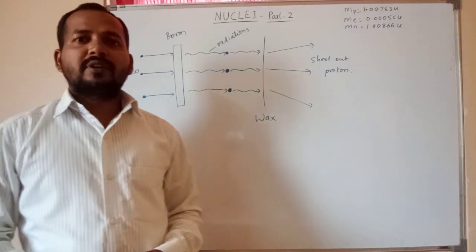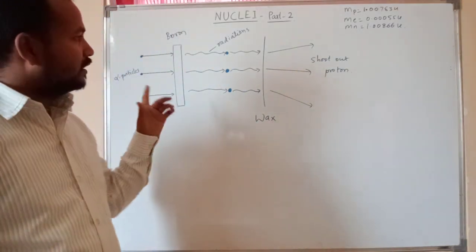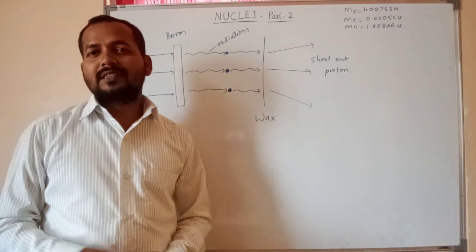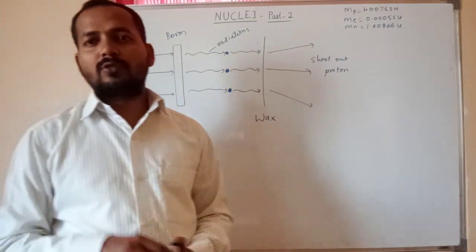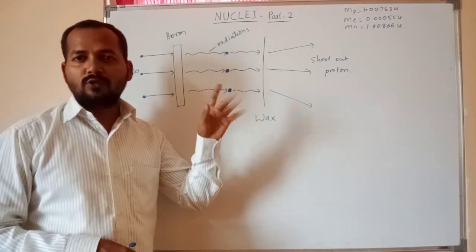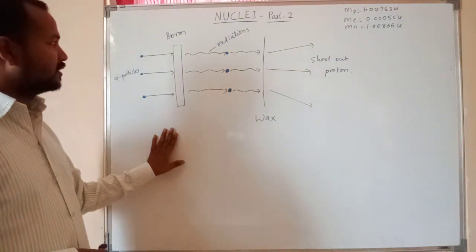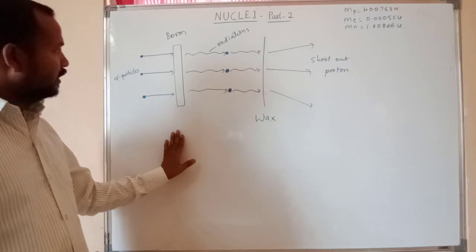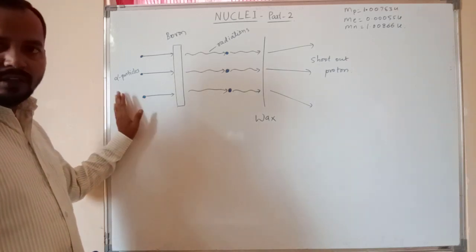Yes, this is an experiment done by James Chadwick. It is exactly similar to the Rutherford gold foil experiment. Rutherford considered a gold foil. Here James Chadwick considered a boron foil. Okay, and these alpha particles only he considered.